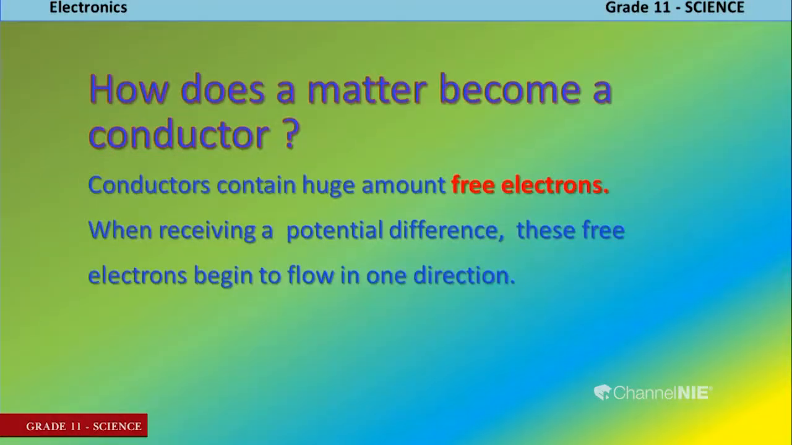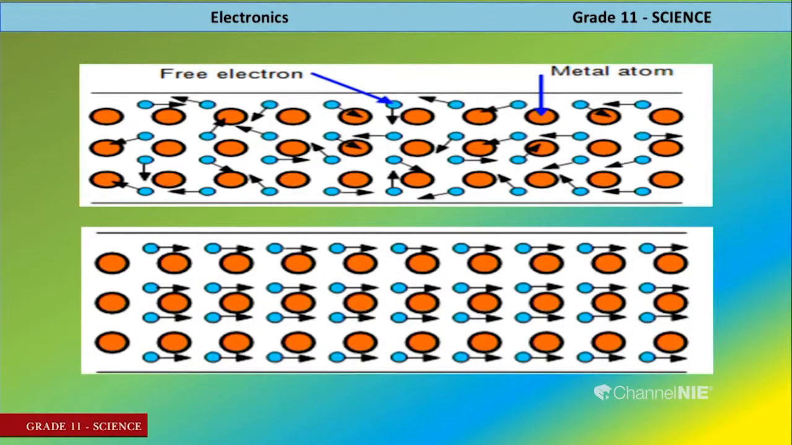Conductors contain a huge amount of free electrons. What? Free electrons. When receiving a potential difference, these free electrons begin to flow from one side to another side. Right. You can see that. The first diagram shows you the presence of free electrons in a conductor. This consists of a huge amount of free electrons.